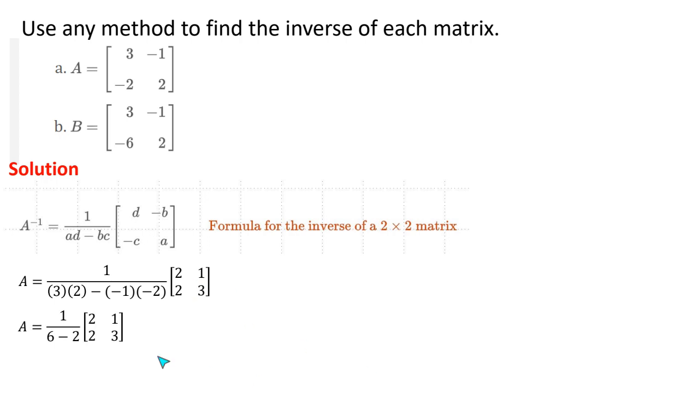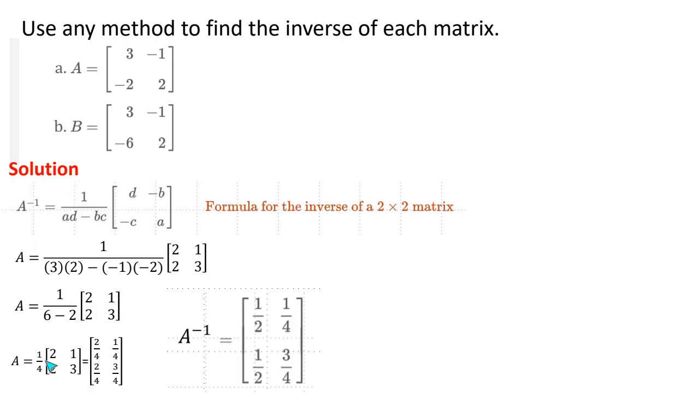If we simplify, we get 3 times 2 is 6. -1 times -2 is +2. 6 minus 2 is 4, so we have 1/4. And so we need to multiply that scalar. So 1/4 times 2 is 2/4. 1/4 times 1 is 1/4. 2/4 times 2 is 2/4. And 1/4 times 3 is 3/4. So we reduce, 2/4 is the same as a half, and 2/4 is the same as a half. So this is going to be our inverse.